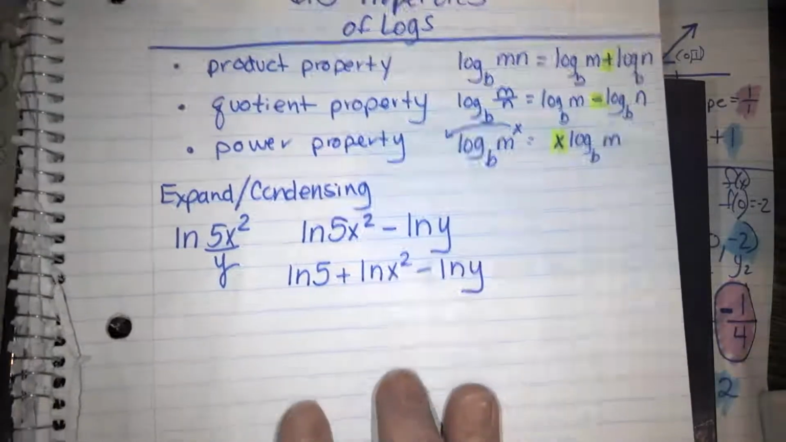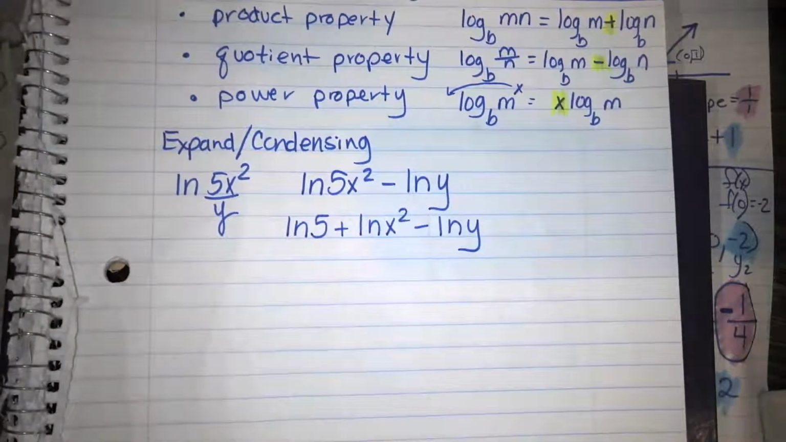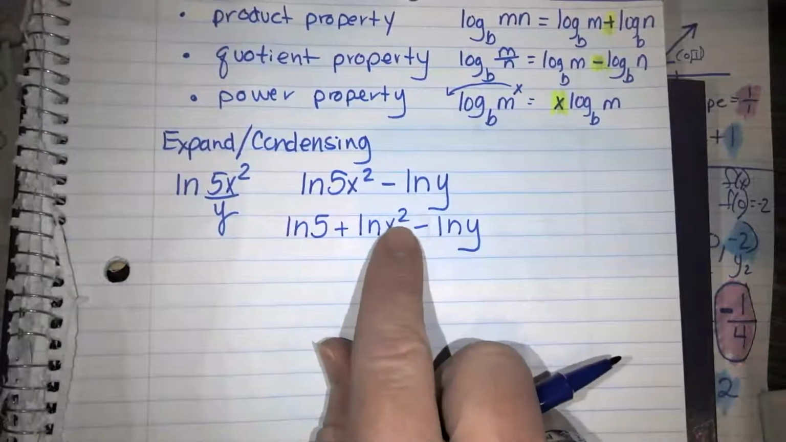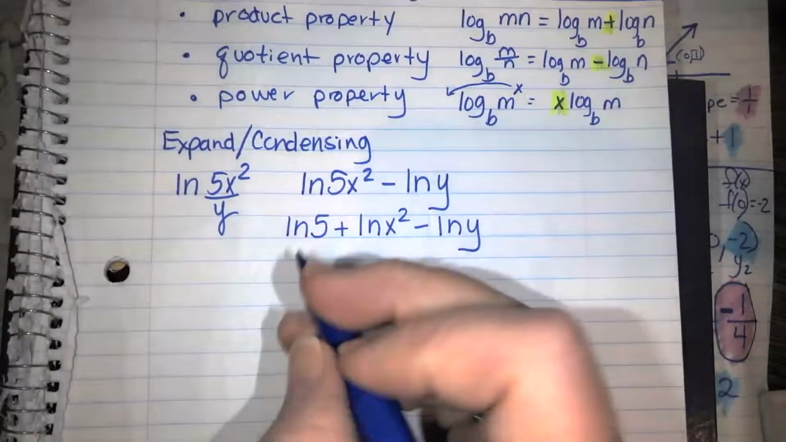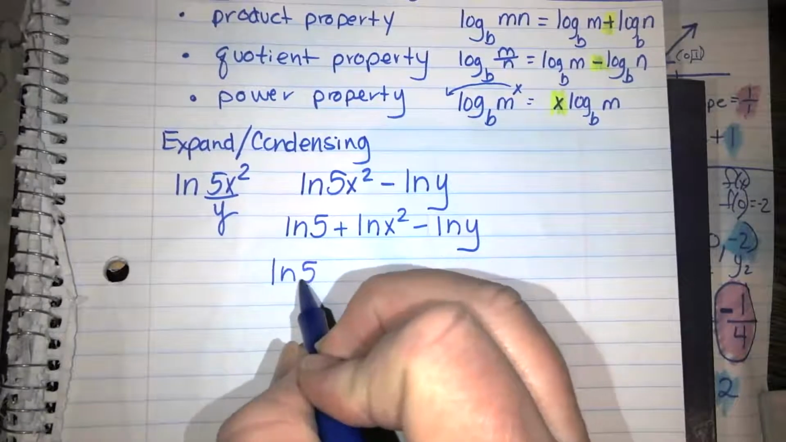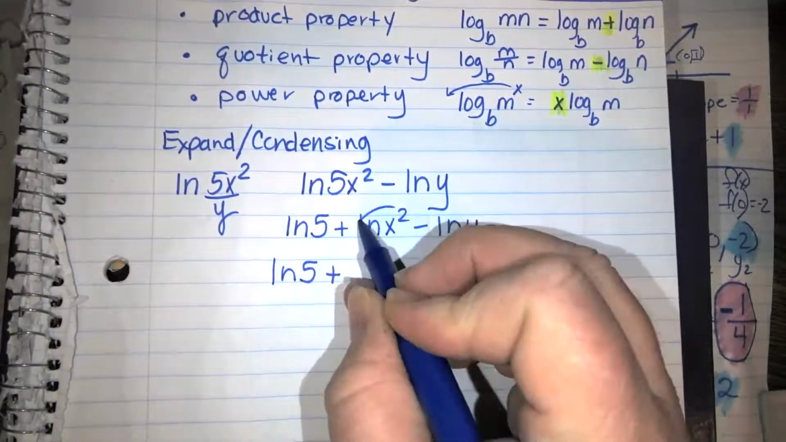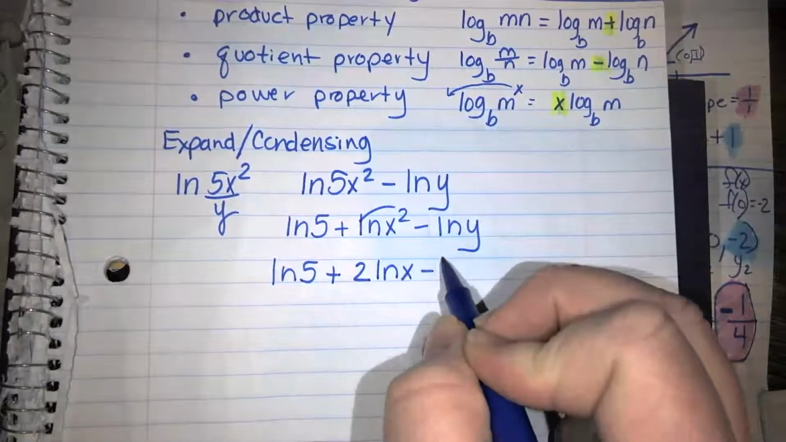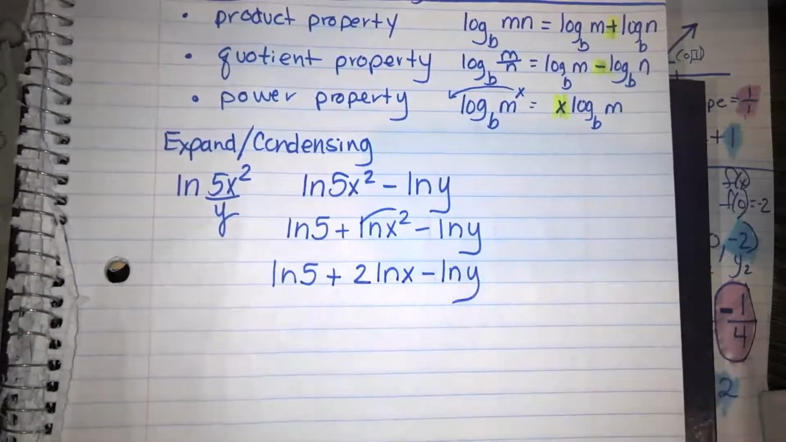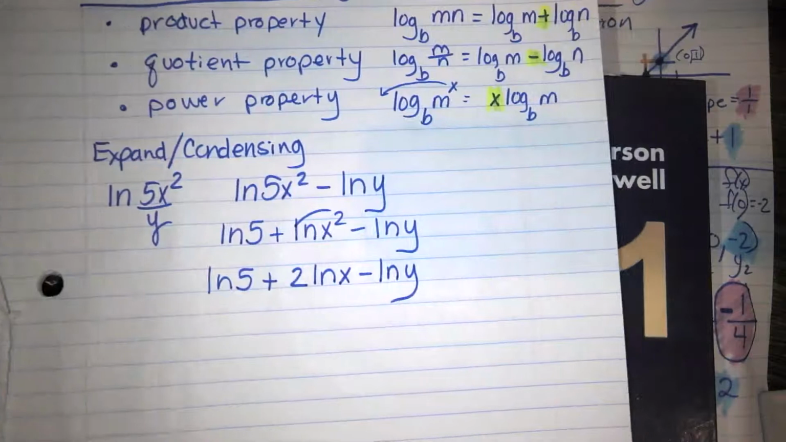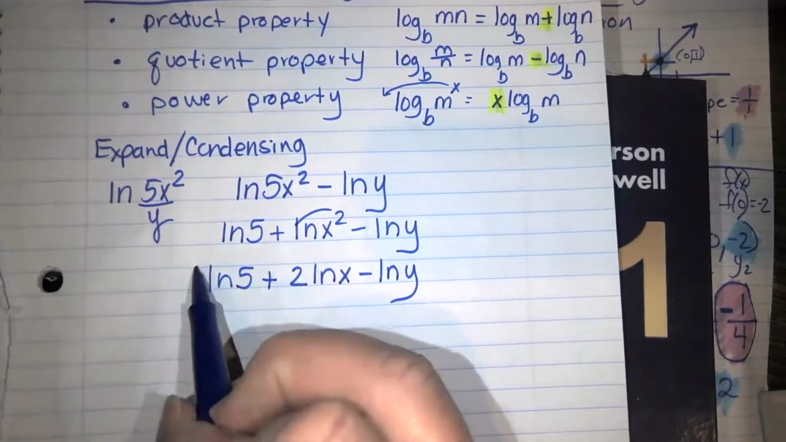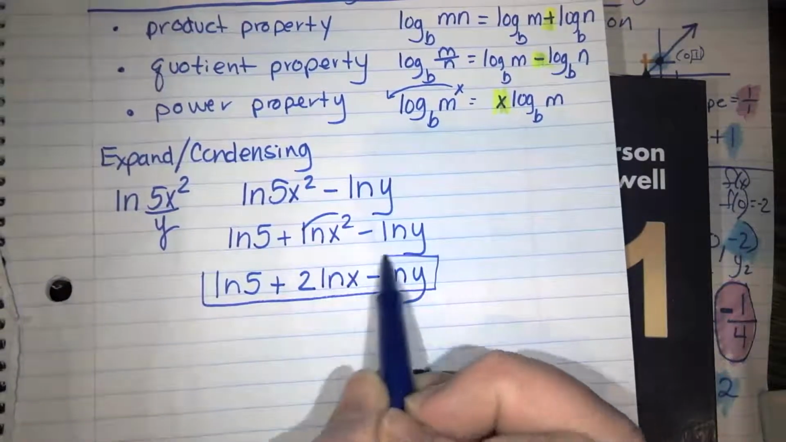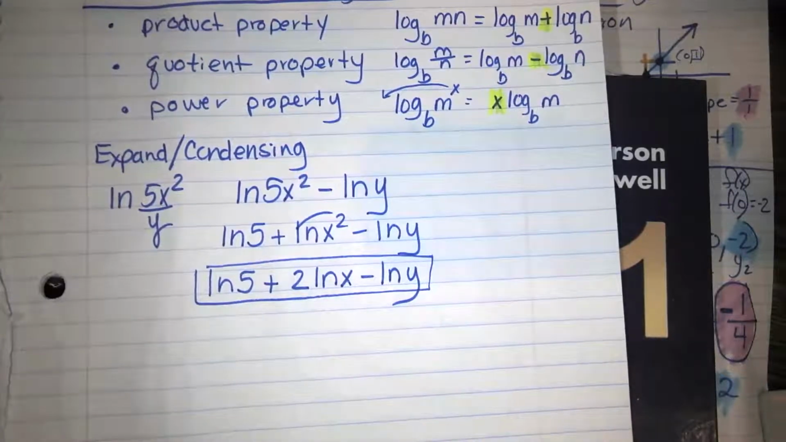So notice I'm getting bigger as I'm going. And then my last piece is to take care of that squared. I don't want to have that. So I'm going to go ln 5 plus, I'm going to bring that 2 out front, 2 ln x minus ln y. Okay, and this would be the completely expanded form.